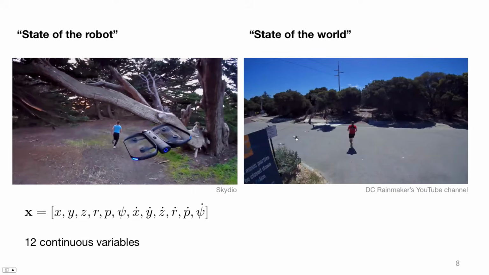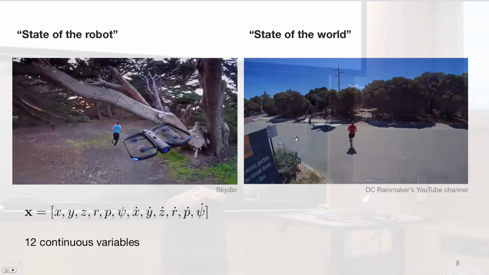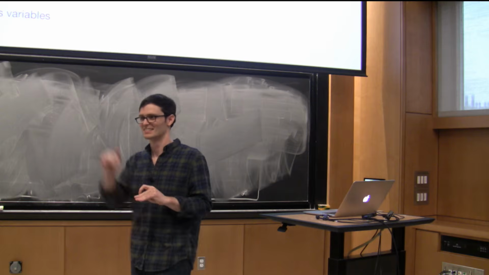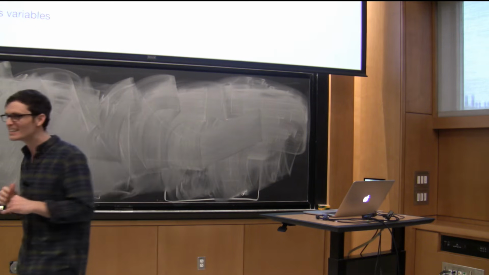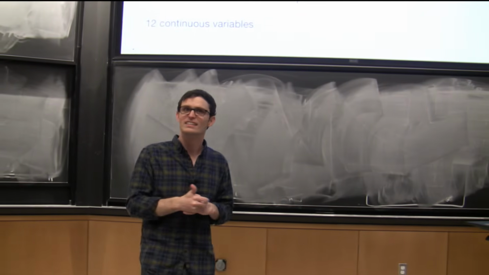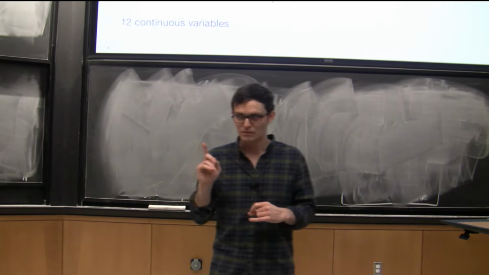How about the state of the world? What do we think is the state of the world for this robot? Let's take a guess. I'm going to guess that in their application, they really come with the runner and the robot and not much else. Okay, great point.